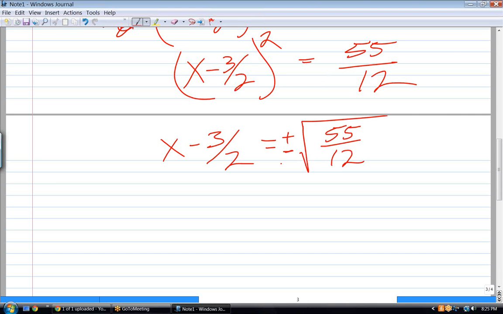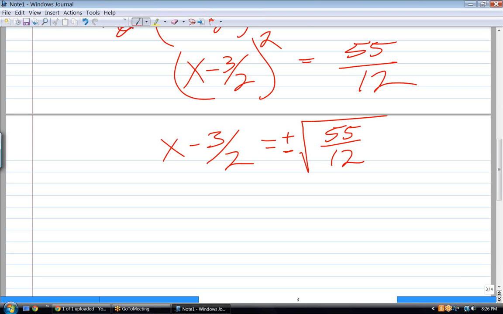And notice that really makes a difference. If I forget the plus or minus, I'm only going to come up with one solution, not 2. And every quadratic has 2 solutions. So can I simplify my 55 over 12? Not to a whole number. No, but I can simplify it.